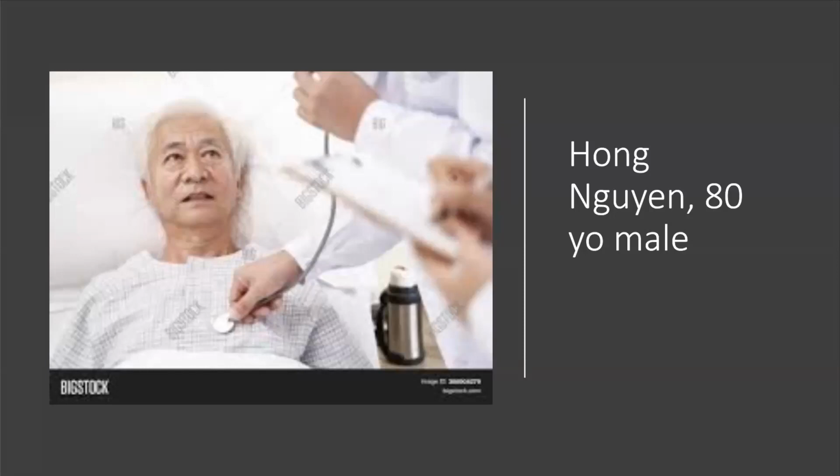BNP checks for if they're in heart failure. Tells us the severity of heart failure. Yep. Good. Totally different assessment, right? Now I'm focused on that chest pain. That's my big thing, right?